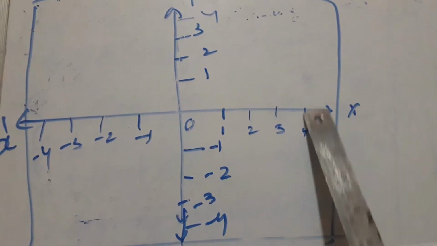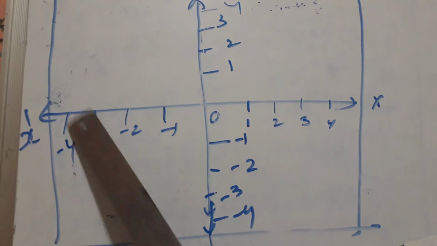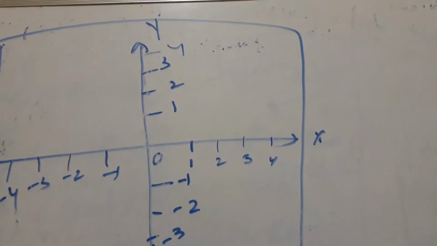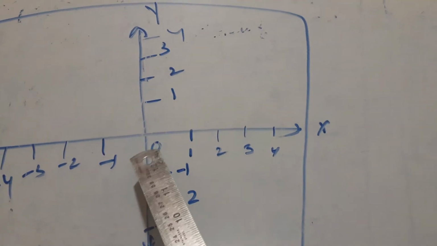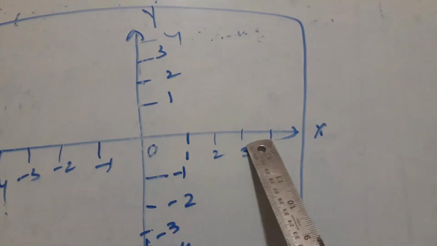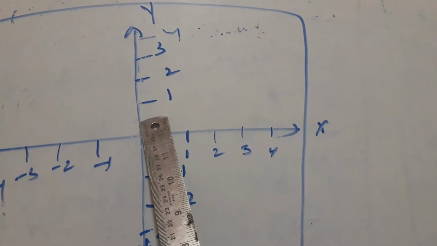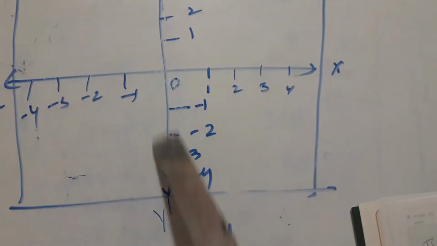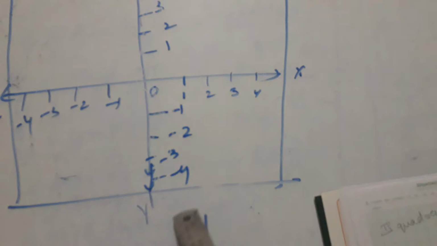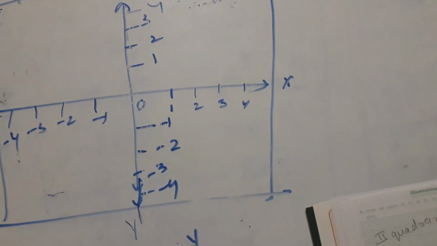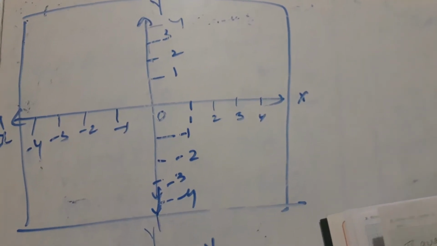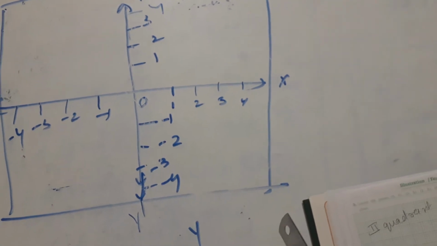The positive side will be represented by x and the negative side by x dash. In the same way, the vertical axis is always y. Above the x-axis, on the upper side of the y-axis, positive numbers will be there. On the lower side of the y-axis, negative numbers will be there: -1, -2, -3, -4, etc. Now this is known as the Cartesian coordinate plane. I will show you this in the graph also.